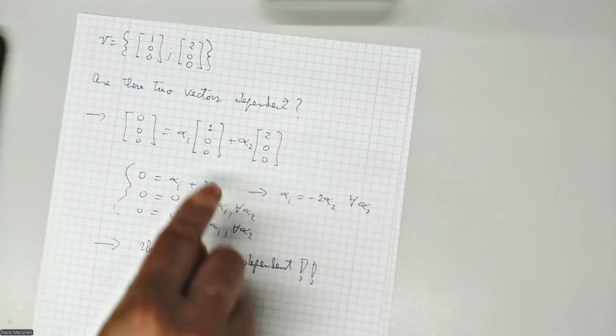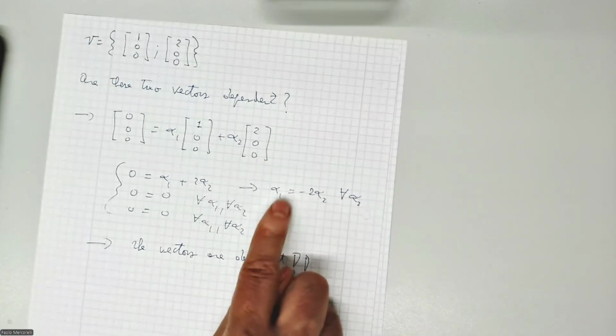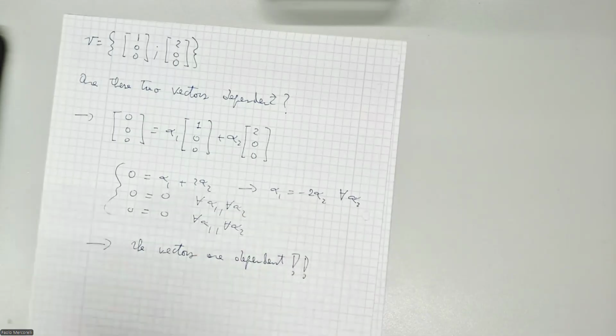Because we have a dependence. The dependence is this. Alpha 1 depends on alpha 2. You can write also alpha 2, which depends on alpha 1. If you write alpha 2 equals minus 1 divided by 2, multiplied by alpha 1. I don't know if with words it is more complex than to write.